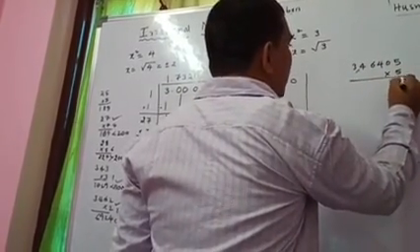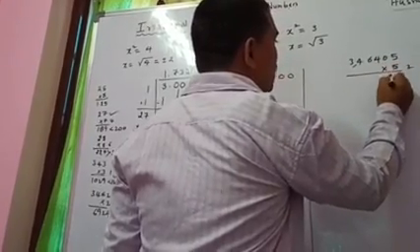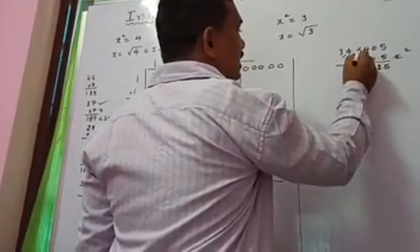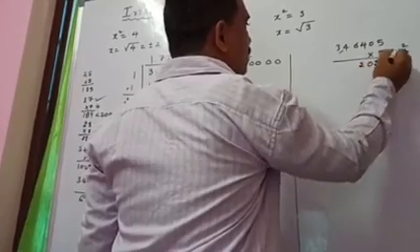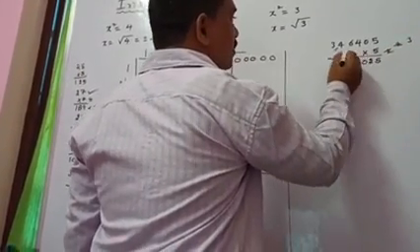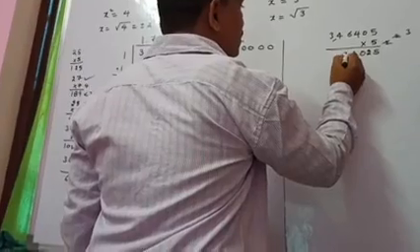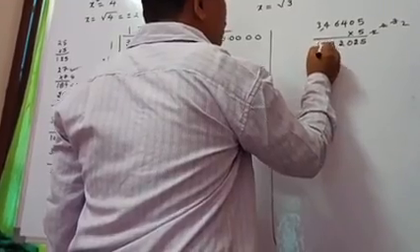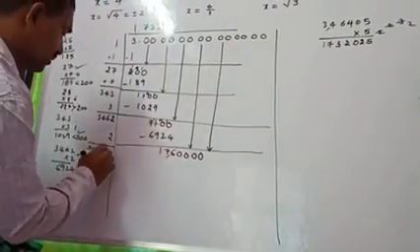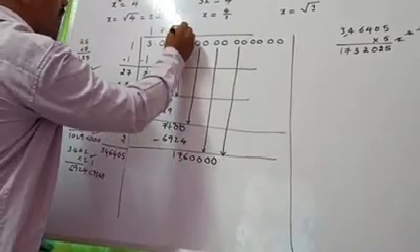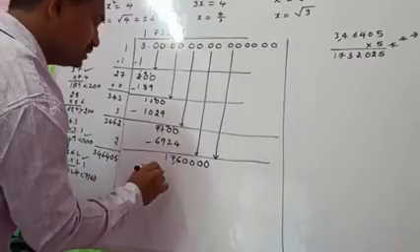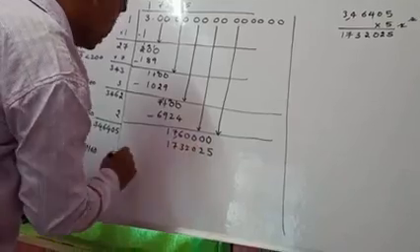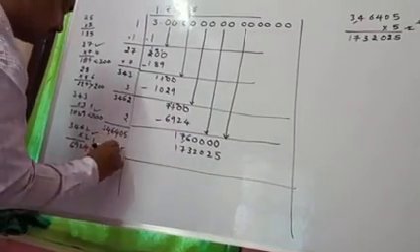5 5s are 25, write 5, carry 2. 5 into 0 is 0, plus 2, 2. 5 4s are 20, 0 and carry 2. 5 6s are 30, 30 plus 2, 32. Write 2, carry 3. 5 4s are 20, 20 plus 3, 23. Write 3, carry 2. 5 3s are 15, 15 plus 2, 17. So what I am writing here is 5, here 5. So that is 1732025. Add with that 5.